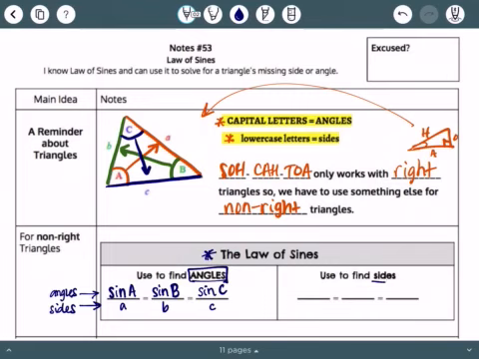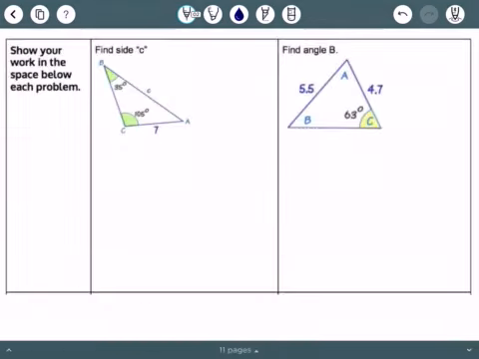If we want to find sides, we put our sides on top. So I would put little a on top, little b on top, and little c on top. That's going to be our sides. And then we put our angles on bottom: sine A, sine big B, sine big C. And that's going to be our angles there. All right, so these are going to be our formulas for today. And whatever we want, we're going to put on top.